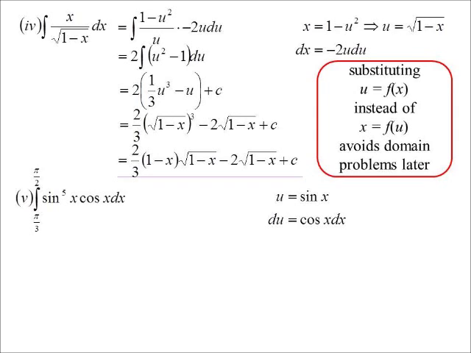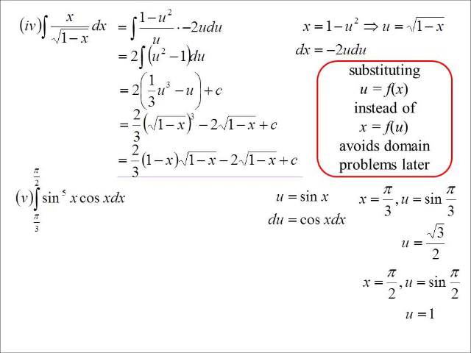So I can't use these numbers in my new integral, because my new integral I'm going to write will be in terms of u, not in terms of x. These limits are for x. So I need to work out what the new limits will be. But I've got a formula over here. u is sine x. So when x is pi on 3, u will be sine pi on 3, which is root 3 on 2. And when x is pi on 2, u will be sine pi on 2, which is 1. So my new integral, the limits will become root 3 on 2 to 1.